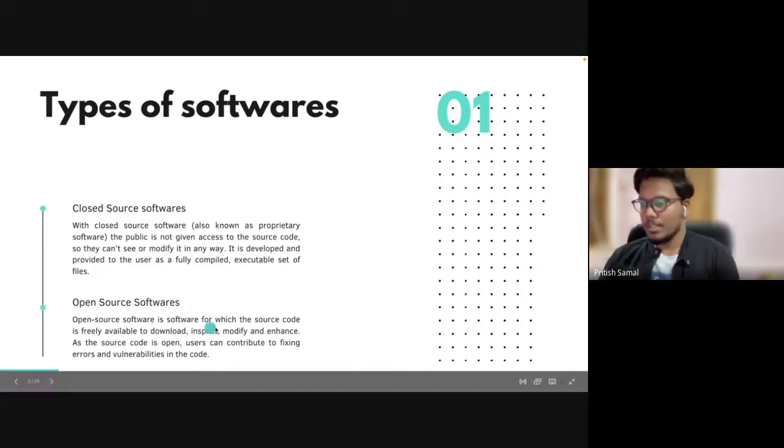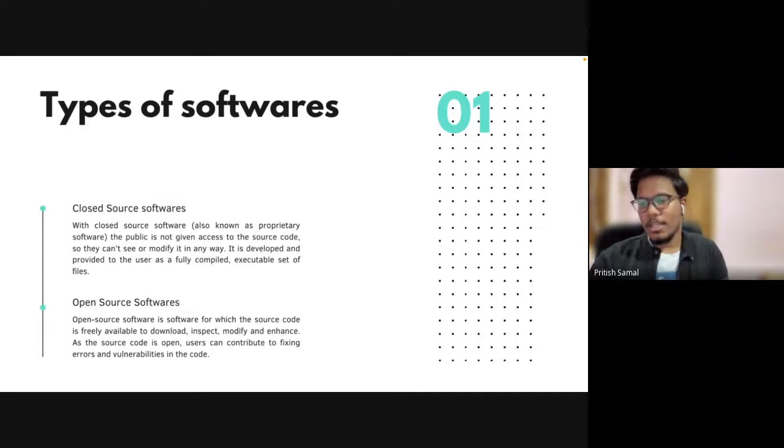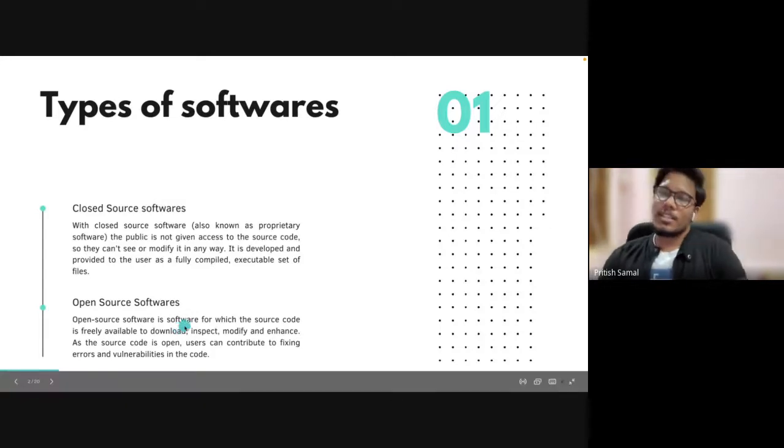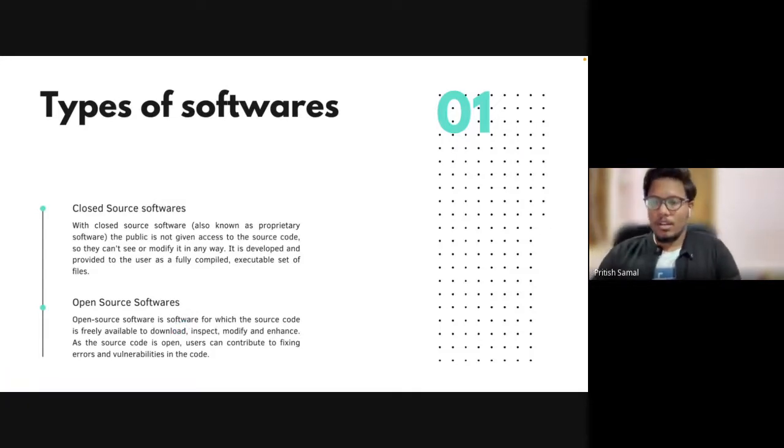Open source software is software whose source code is freely available to download, inspect, modify, and enhance. For example, today you are watching a video in VLC Media Player, and you come across some unexpected situation or an issue which you think shouldn't be there in that application. You can directly go to their repository or the project.